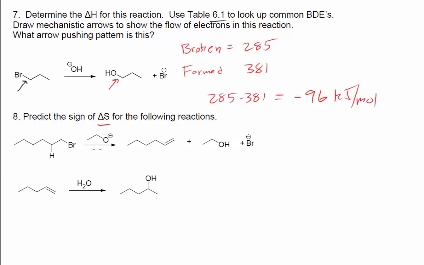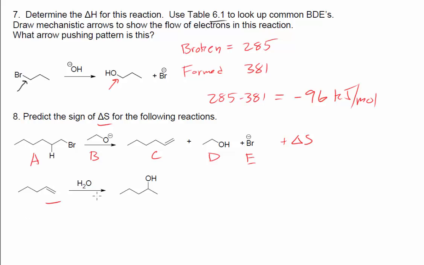Alright, so here we're asked to predict the sign of delta S. So there's no math to do here, we just want to observe really what's happening. So you could think of it as A plus B goes to C, D, and E. So in this case we're combining 2 molecules and we're getting 3. So we're increasing the randomness, we're increasing the entropy. We expect a positive delta S in this case.